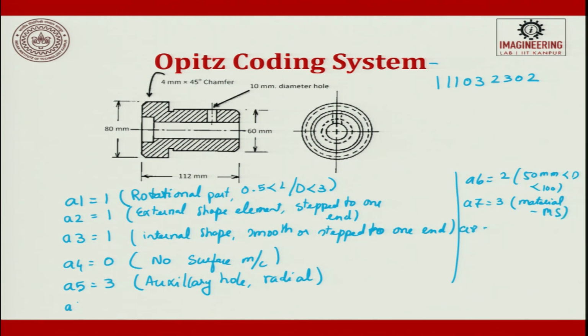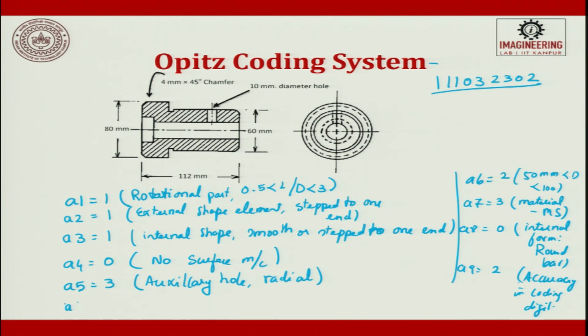Then A8 is 0, which is the internal form in the round bar. Then A9 is equal to 2, which is the accuracy in the coding digit. If you look at it, I have just gone back, taken this as an example, and tried to give a number. Based on this number, we see how the parts are classified. Now it is very clear, just by looking at the part, I can give the number.